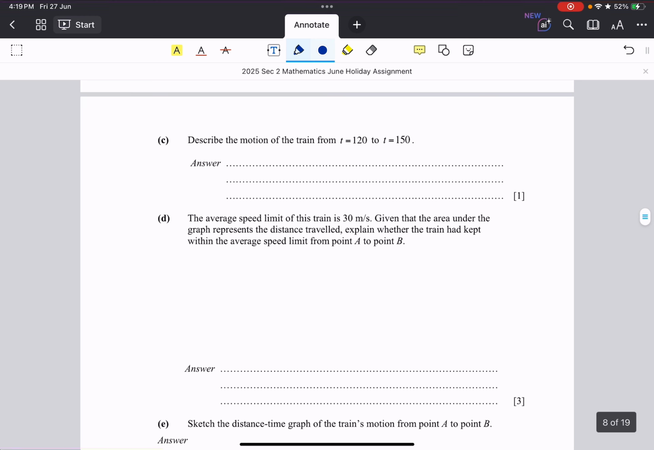Right, but then, describe the motion of the train, right? The motion of the train, well, between this time the train is stationary, right? The train is stationary.